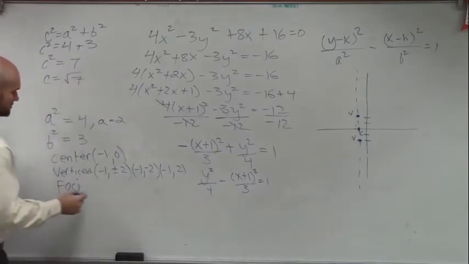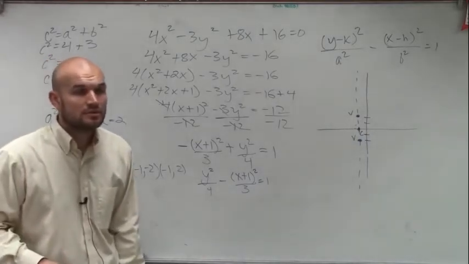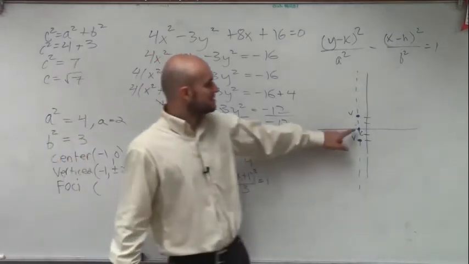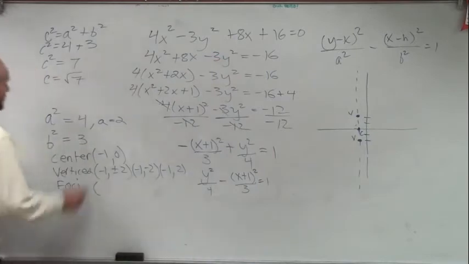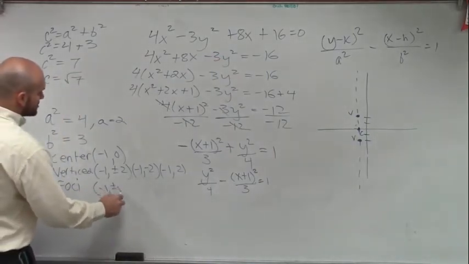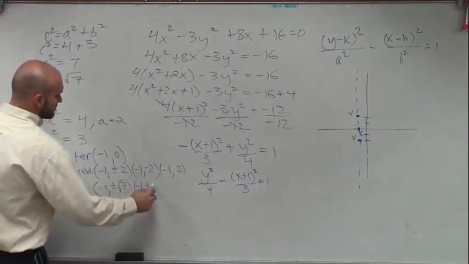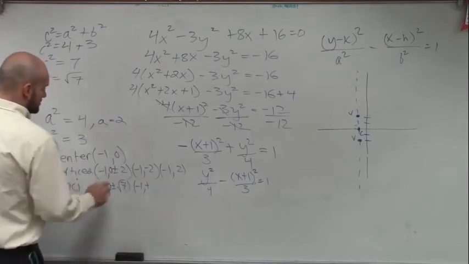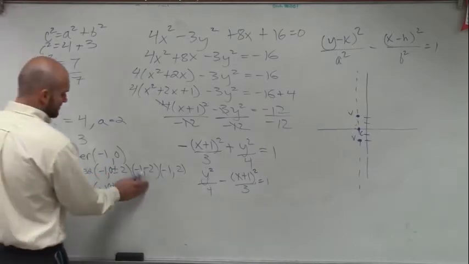You just need c squared though, not c, right? No, we actually need to figure out what c is, because c is the distance from your center to your foci. So c is the square root of 7, so our foci are going to be -1, comma, 0 plus or minus the square root of 7.